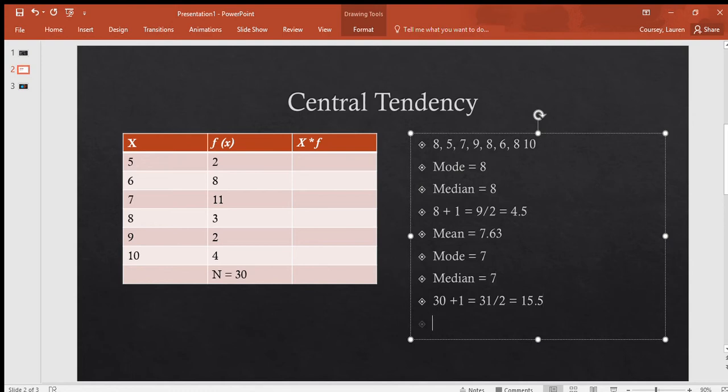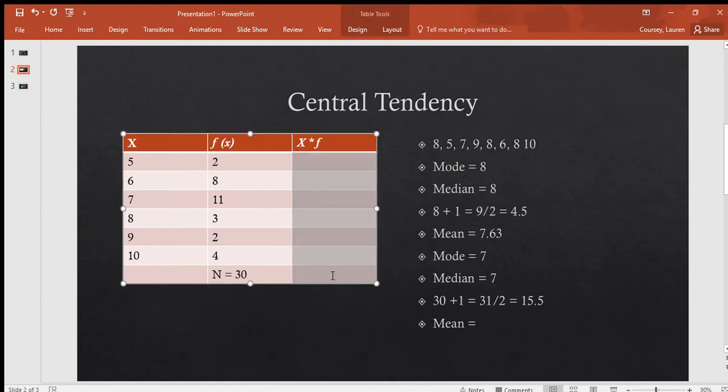Now, our last measure is the mean. We're going to do just what we did before. We're going to fill in this column here by multiplying x times the frequency of x. So 5 times 2 is 10, 6 times 8 is 48, 7 times 11 is 77, 8 times 3 is 24. Then we have 18, and finally 40.